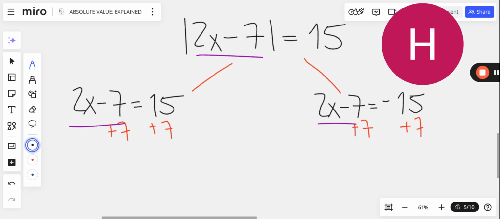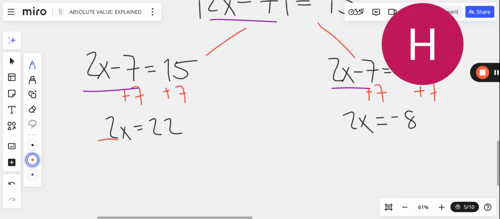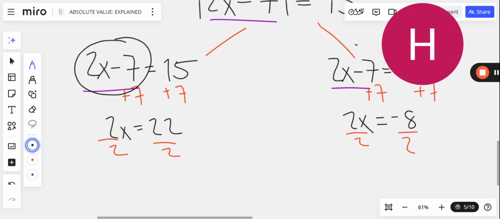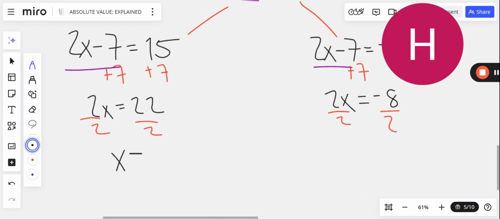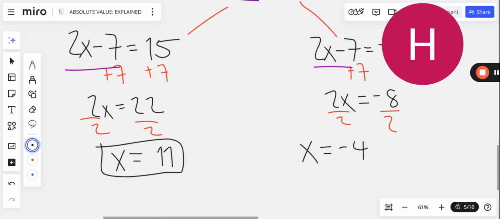So if we add 7 on both sides of both of these equations, kind of solving them both at the same time. And then we have negative 8 here. And we use the same step on both equations again. We're going to divide by 2. Because you'll see that we started with the same expression, 2x minus 7. So in order to solve for x, it's the same procedures. So x could be 11, or x could be negative 4.